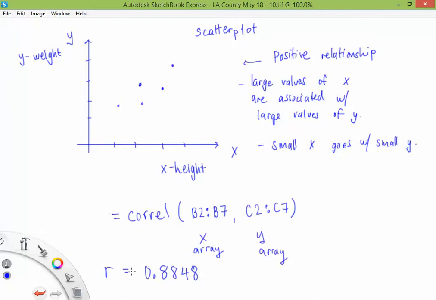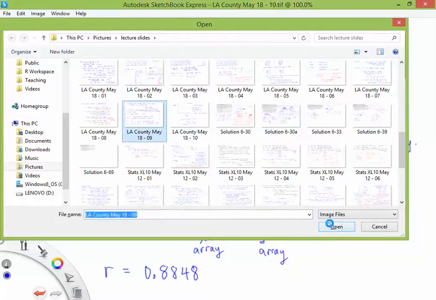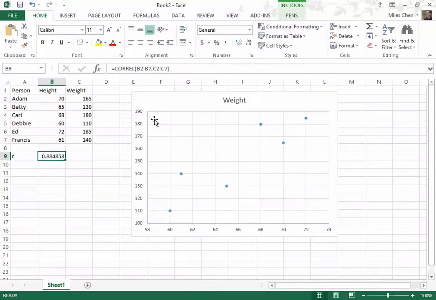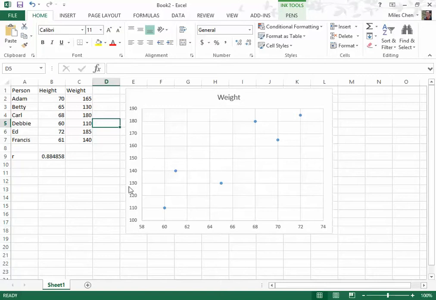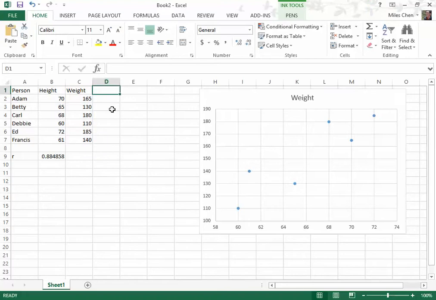0.8848. Remember, from the previous slide, let's go back one slide. R is positive, means the relationship is positive, which is what we see. And if R is close to 1, which it kind of is, it means the relationship is strong. All right? So I'm going to do another example where maybe the relationship is weaker, and we will see how that works. Okay? Is that okay? All right, let's plug in.